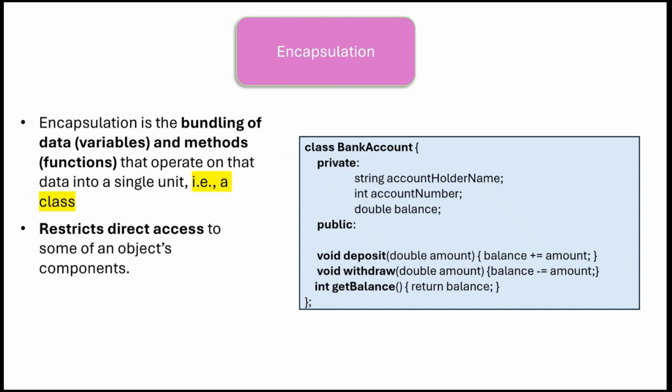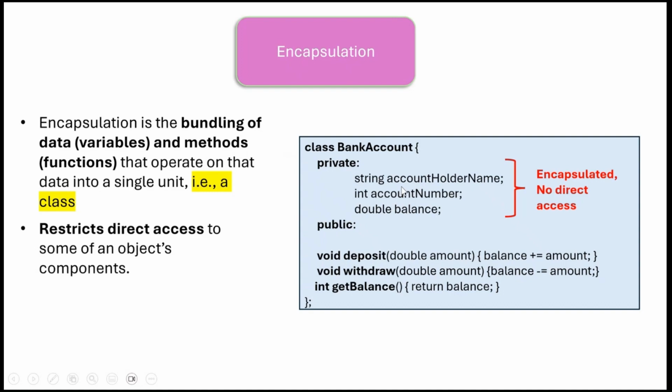It restricts the direct access to some of the object's components. So you can see here private, public, right? This is called an access modifier. We will understand exactly what it is in detail in upcoming videos. But using this, it restricts the direct access to the variables, right? So it provides data security, right? That is the feature of encapsulation, right?